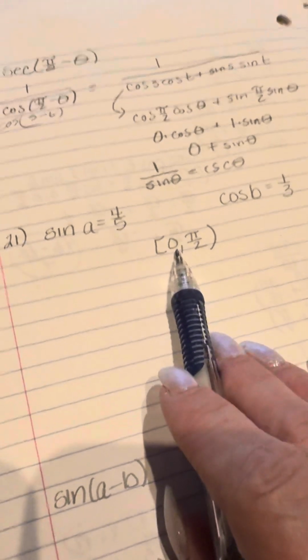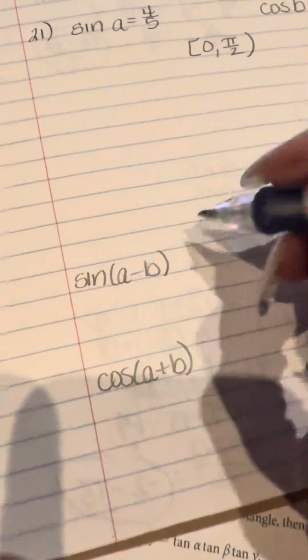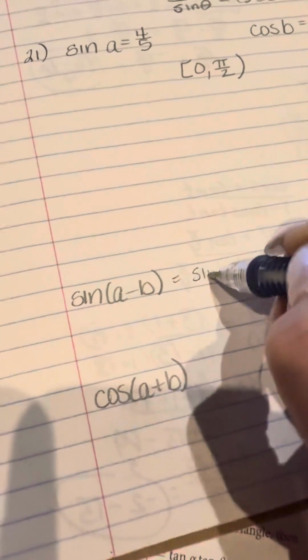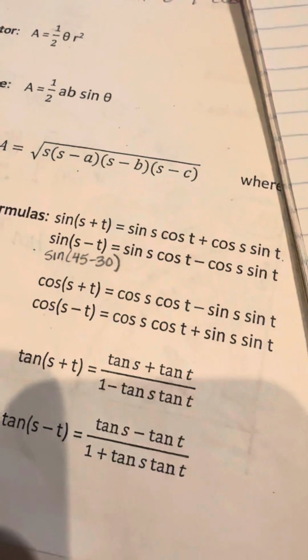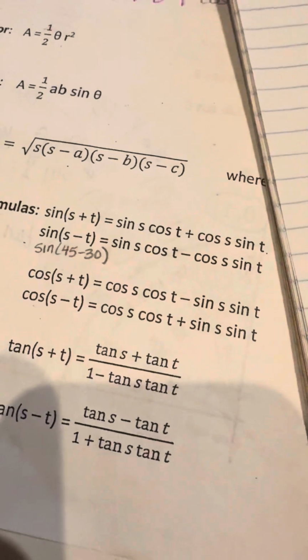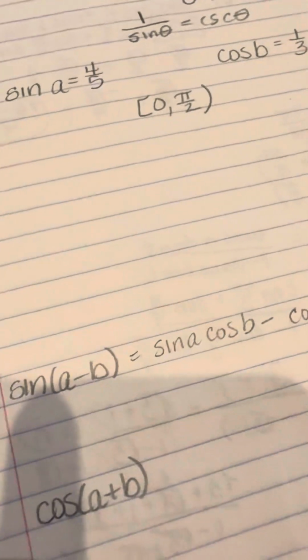The last one, 21, you're given these two pieces of information about these angles. The angles are in quadrant 1. That's what this is saying, from 0 to pi over 2 is quadrant 1, and they want us to find these two things. So first of all, this formula is the sine of A, cosine of B. Again, I'm taking it right off of that formula sheet. I'm just not showing you what it is. I'm just copying it down, replacing the s and t with a and b.